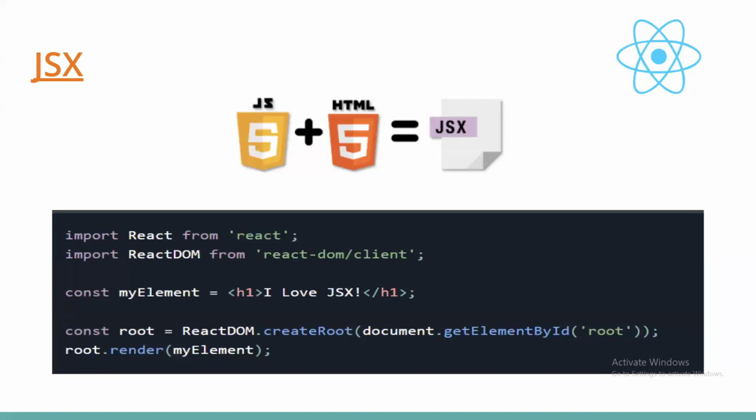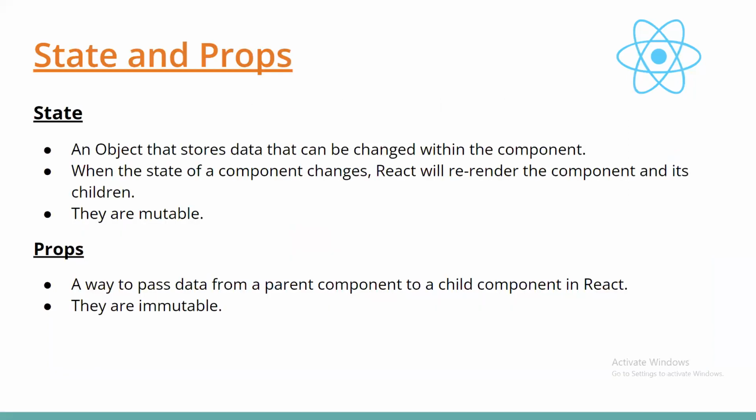So this is the basic syntax for JSX. Now, state and props. State can be defined simply as an object that stores data, and that can be changed within the component. Compared to other programming languages, it is similar to a variable. In other languages, we have variables to store data, like const or var, where we store some values. In the same way, state works. It is just an object that stores data in the React component.